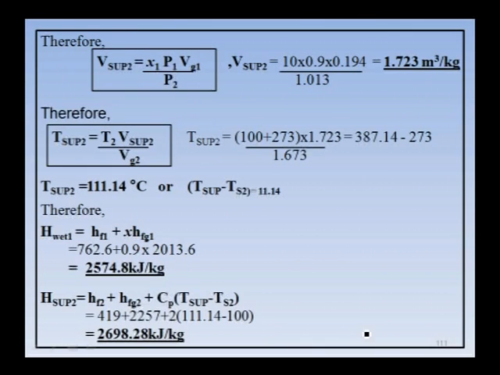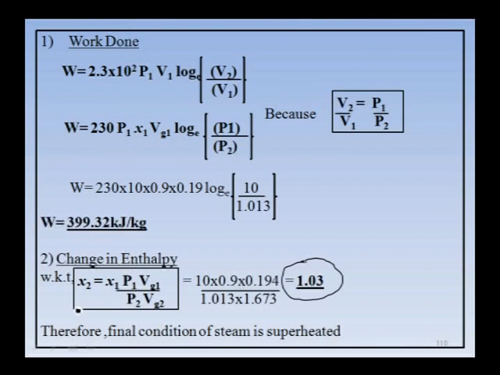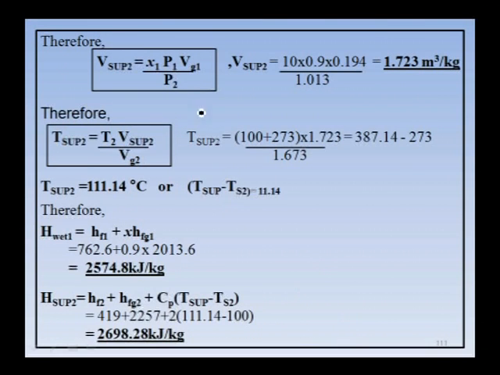Okay. First we will find V_sup2. Now the relation has changed. Earlier we did not know the condition of the steam, therefore we assumed that the condition after the process is wet. But after getting x2 more than 1, it is now decided that it is superheated steam. Therefore, you must use a relation like this, P2 V_sup2. You should not take x2 Vg2 because it is superheated.